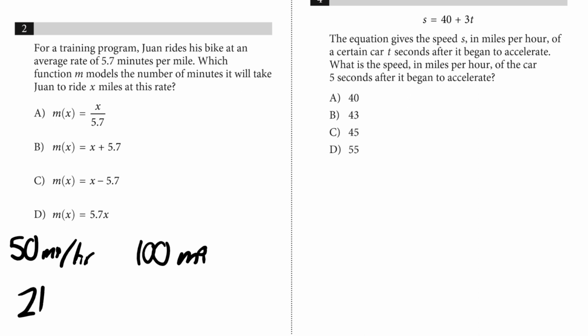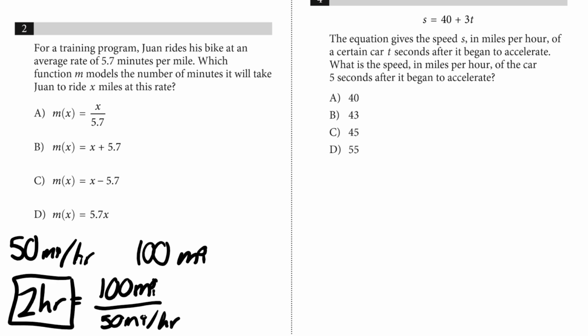You know that it would take a total of 2 hours, but the way that we set up these two numbers to figure that out is we write the number of miles and divide that by our rate, or in this case the miles per hour, which gives us 2 hours. So the goal or the objective is to divide the number of miles, which in this case is X miles, by the rate that we were given, which is 5.7 minutes per mile.